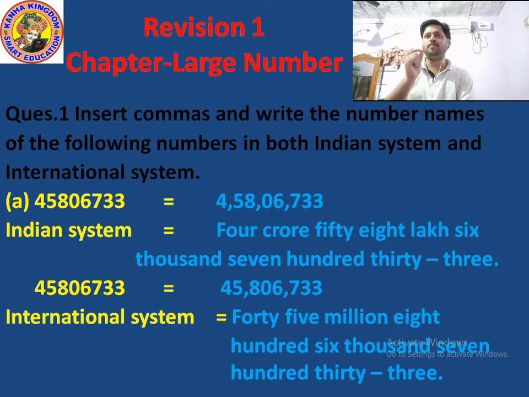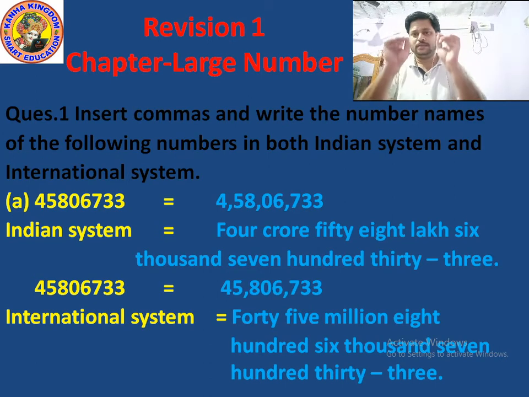337 comma 608 comma 54. So only 2 commas in the international system. Okay, so you understand how you can put commas in a proper way.